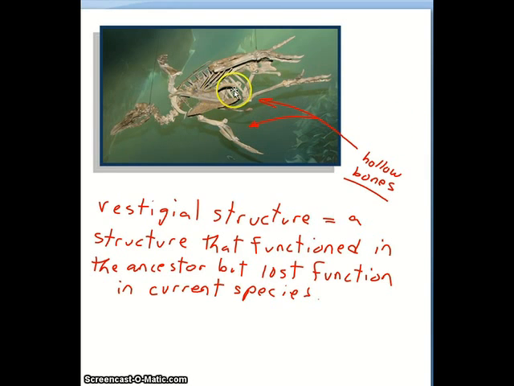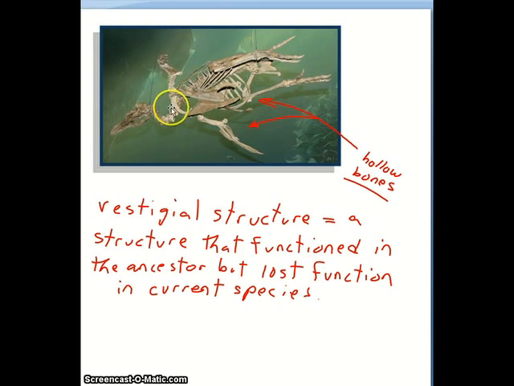But here's the puzzle. This bird is a penguin, right? And the penguin also has hollow bones. Now, penguins don't fly, right? Yet they have the hollow bones. So the hollow bones don't appear to be an adaptation for the penguin's mode of life.